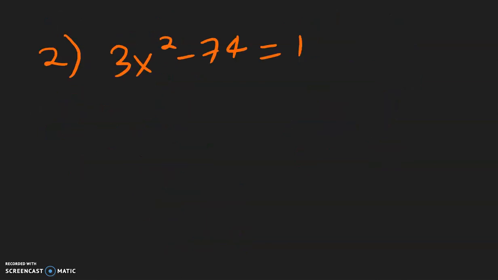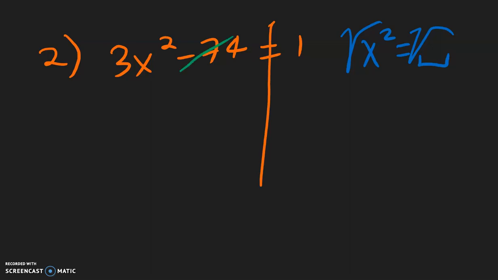For number 2, what you want to do is be able to get x squared is equal to some number, which means that, like number 1, you can simply take the square root to find the answer. So to make that happen, let's get the x squared by itself first. So first move the negative 74, becomes a plus 74. So we are left with 3x squared equals 1 plus 74, which is 75.